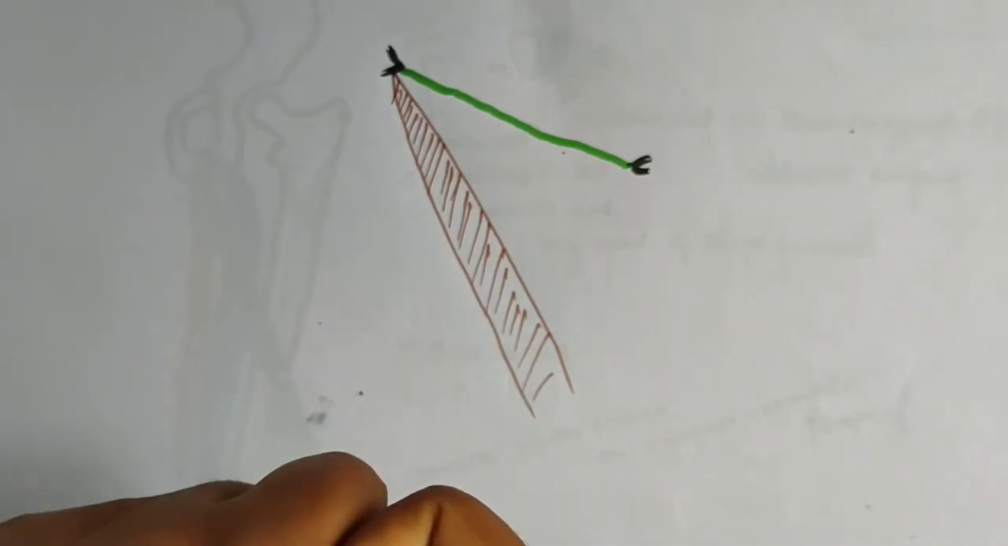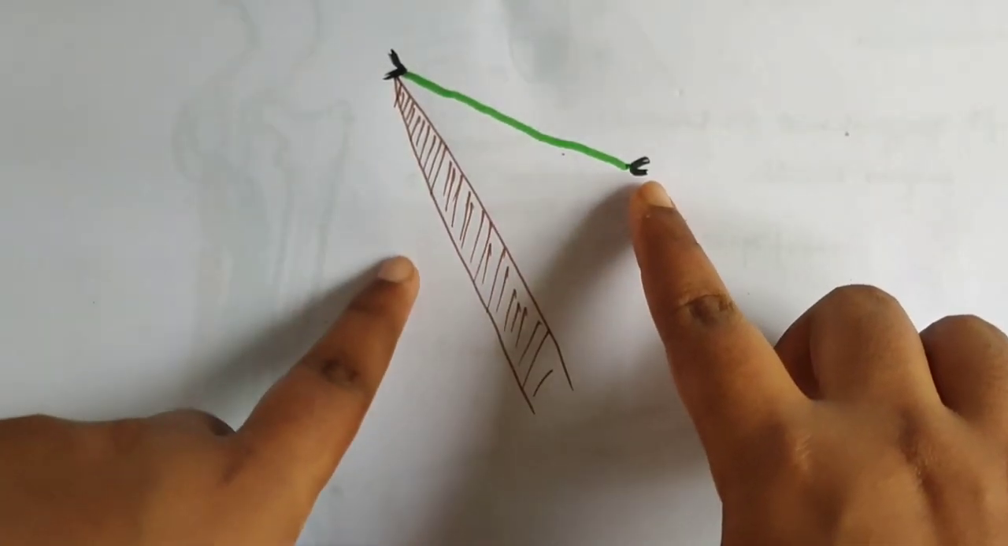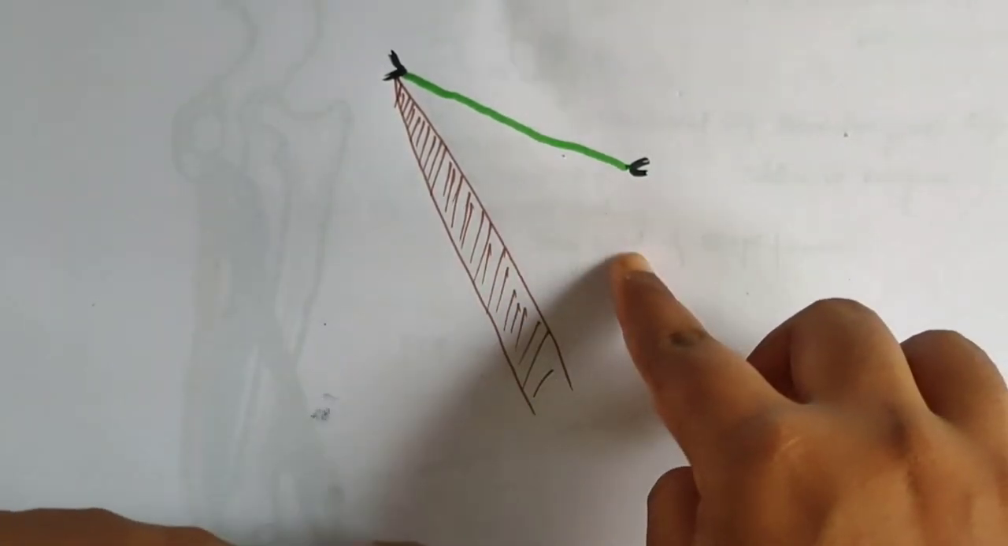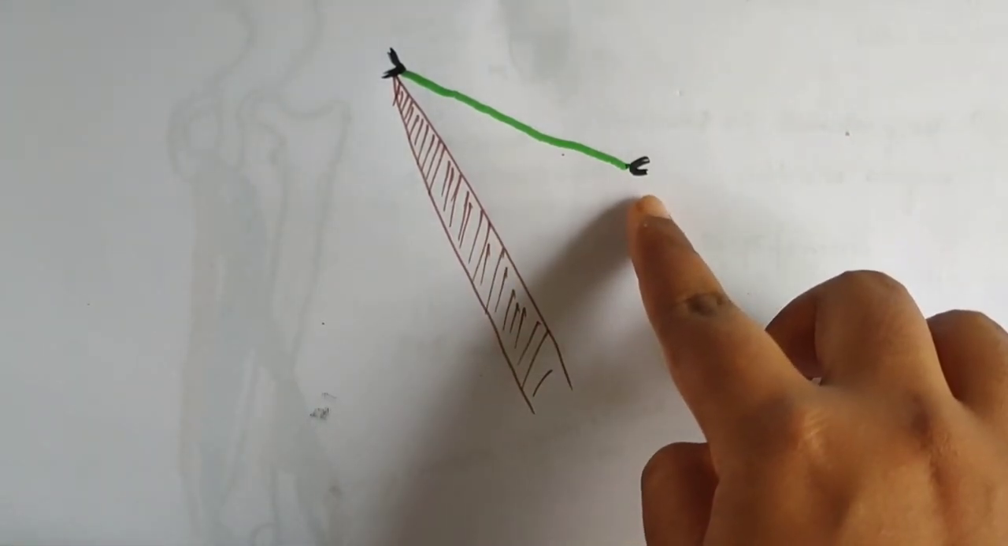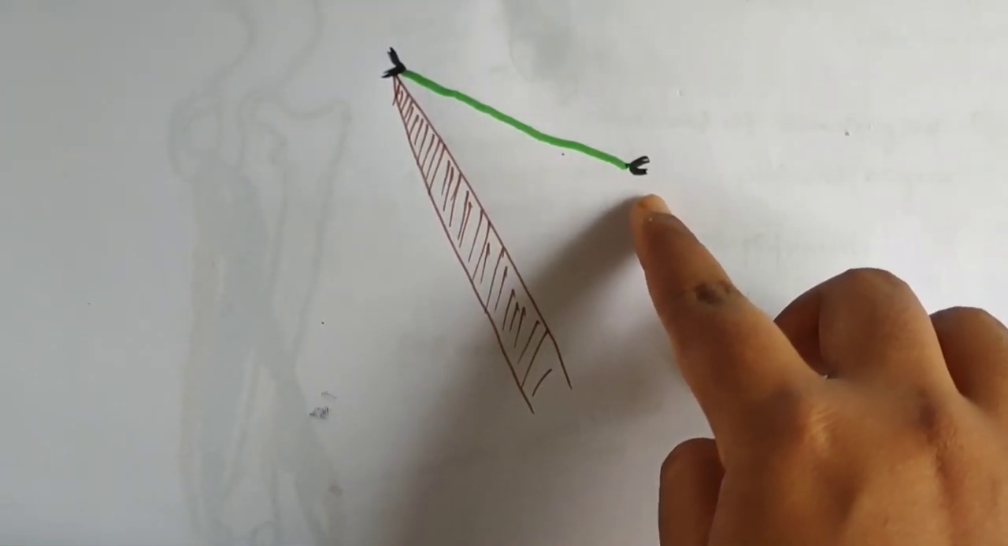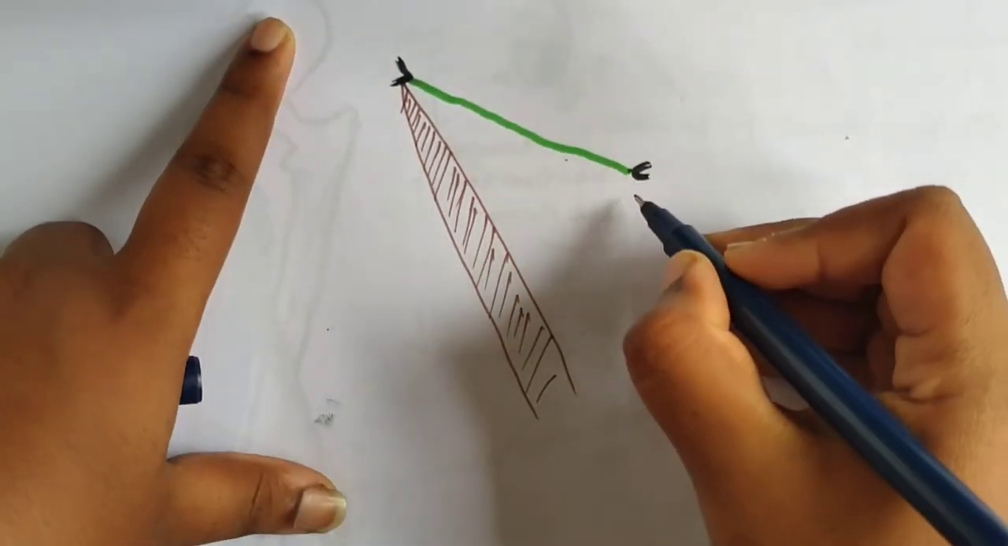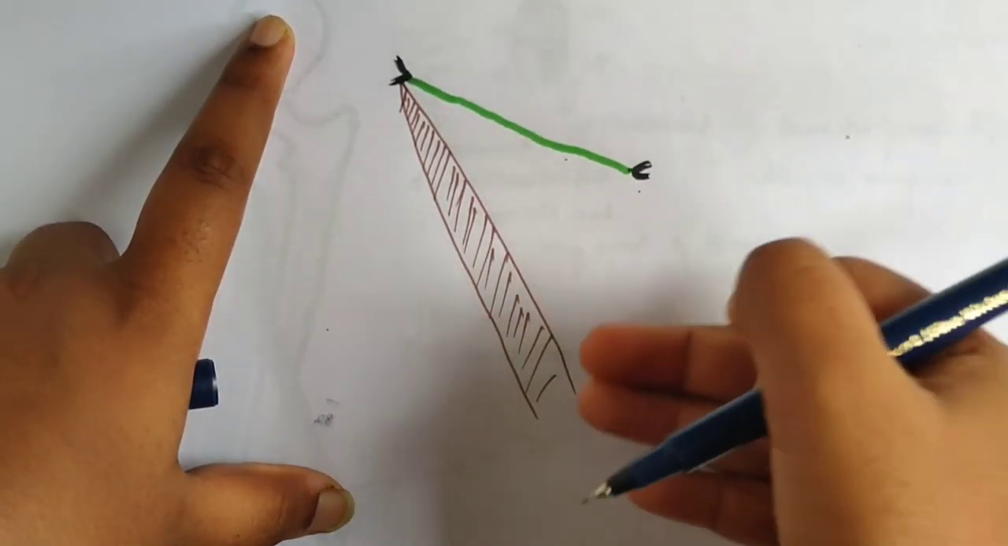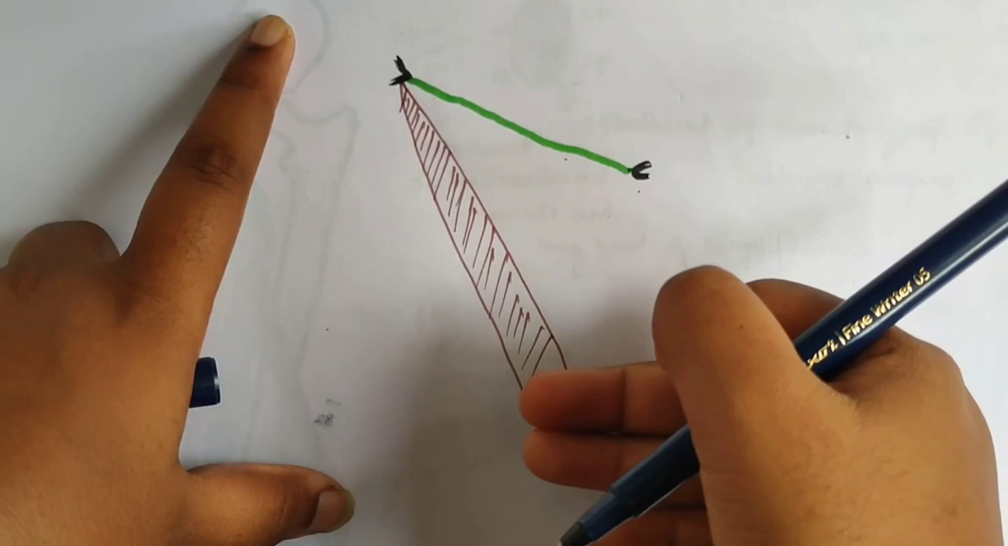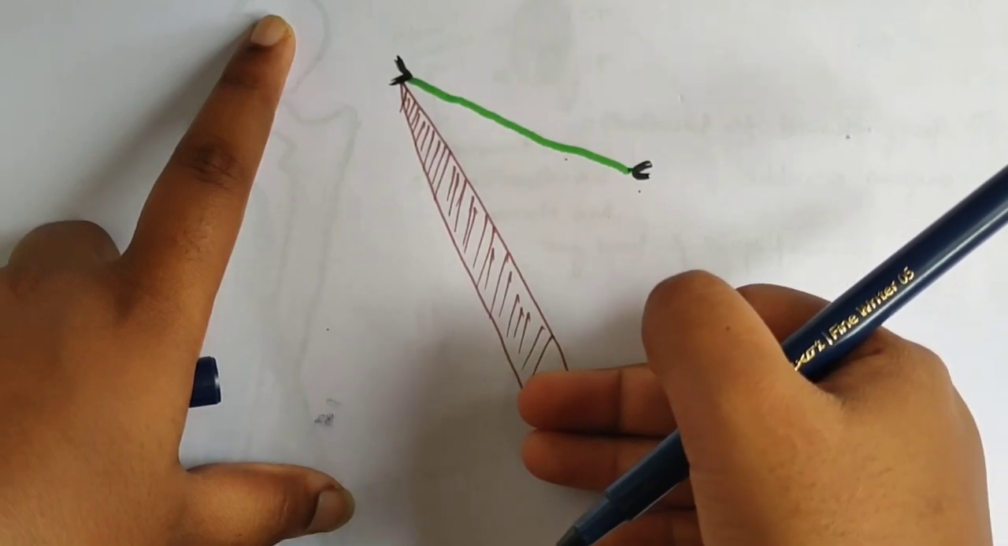And next is the adductor longus muscle, which originates from the external surface of the pubic body and inserts to the middle third of the linea aspera of the shaft of the femur.